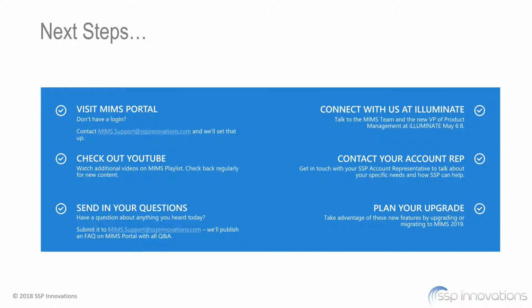This really is your chance to stay involved and have that voice that you like to have in the MIMS roadmap. So as always, contact your account representative. And this is the real key turning point. They are ready to talk with you about your specific needs and how SSP can help plan your upgrade or migration. And we do actually have colleagues ready to help you evaluate if this is the right time for you to make that move.